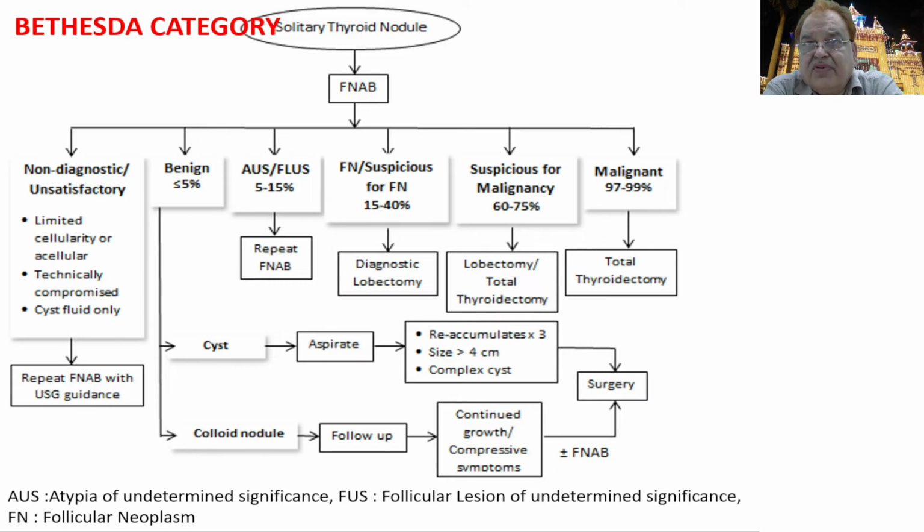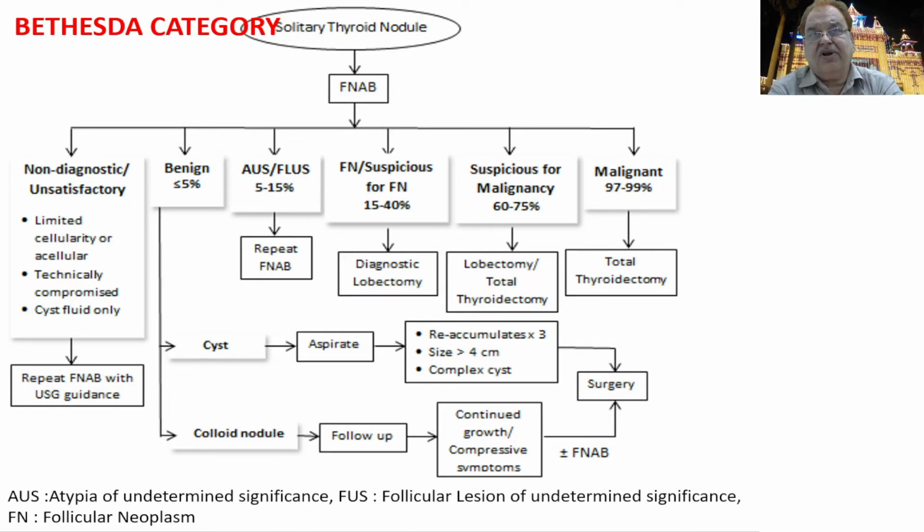Then the fifth group is suspicion for malignancy, 60 to 75%, and malignant, 97 to 99%. This means if the Bethesda category says it is malignant, it is likely to be malignant. And the treatment for all these will be different. If it is AUS, you have to repeat the FNAC to confirm the diagnosis.